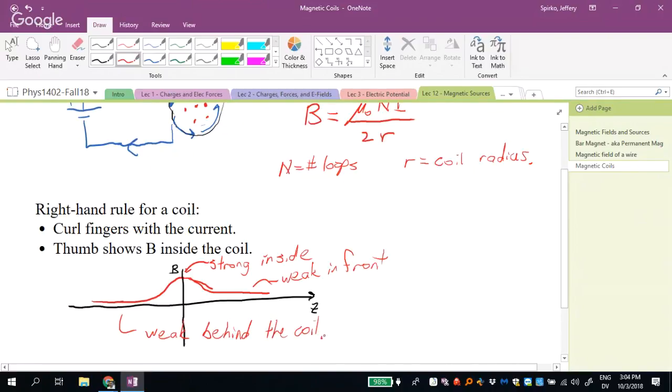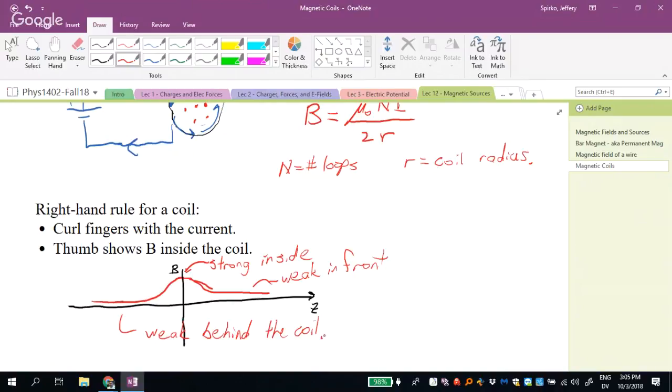So this magnetic field is actually fairly strong inside the coil, but it gets weaker in front of the coil, it's weaker behind the coil. And it's tough to find a place where you have a nice uniform magnetic field. We like to do experiments with uniform fields because that gives us the opportunity to say that the B is the same value everywhere, which makes all the math easier.